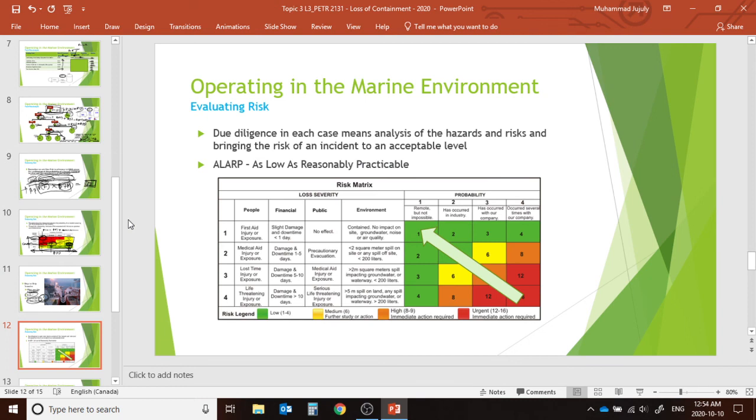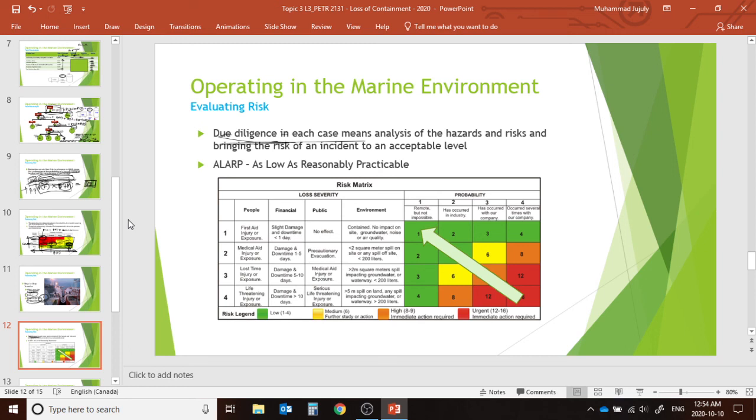Now let's talk about, we already have talked about how to evaluate the risk, and let's talk about what strategy we can take to mitigate the risk, okay? One of the most important parts of mitigating the risk is due diligence. And due diligence means you act carefully when you have to act, okay?